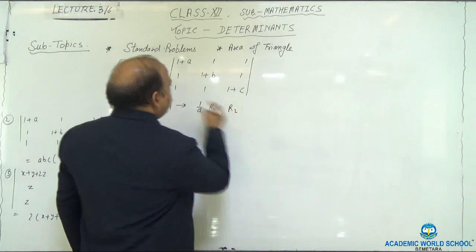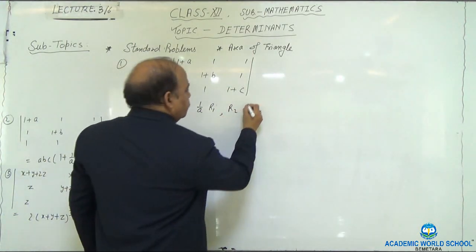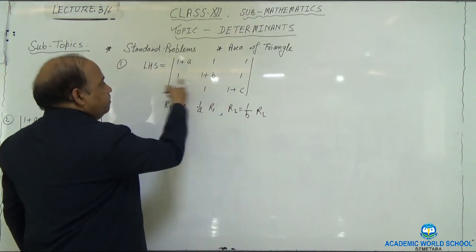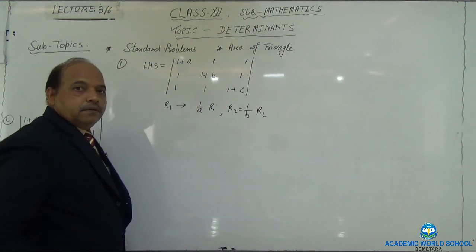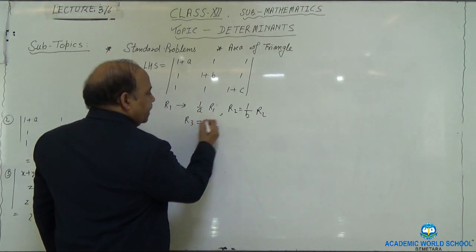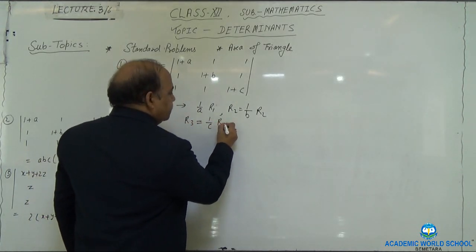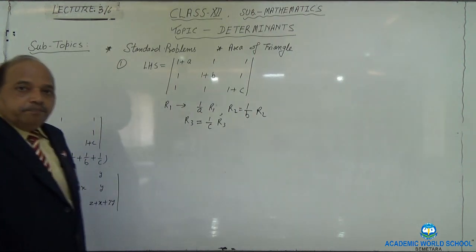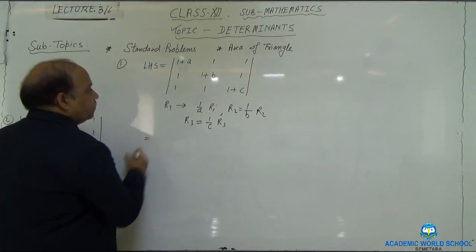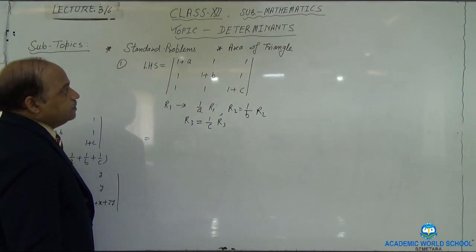Similarly, in R2, what are we doing? In R2, 1 by B, R2. From here I am taking B common. And then in R3, 1 by C, R3 we are taking. Be very careful in this question. Now if I do this, what will be the next determinant?